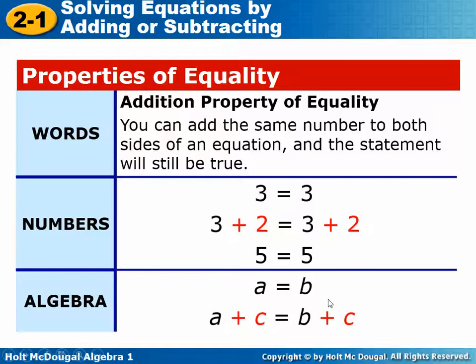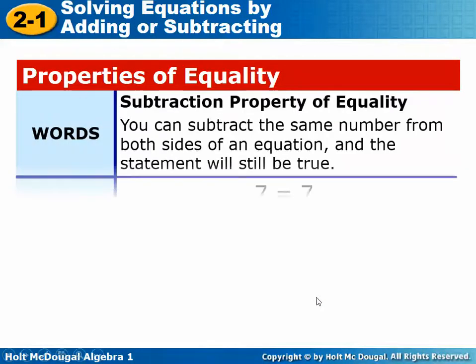These are the properties of equality that let us do what we're going to do to solve an equation. The addition property of equality says that you can add the same number to both sides of an equation and the statement will still be true. So we have 3 equals 3. That's a true statement. If we add the same number to both sides, like 2, we get 5 equals 5. It's still a true statement. In algebra, we do this to solve equations. So we wouldn't do it with this many letters, but that's basically what we're doing.